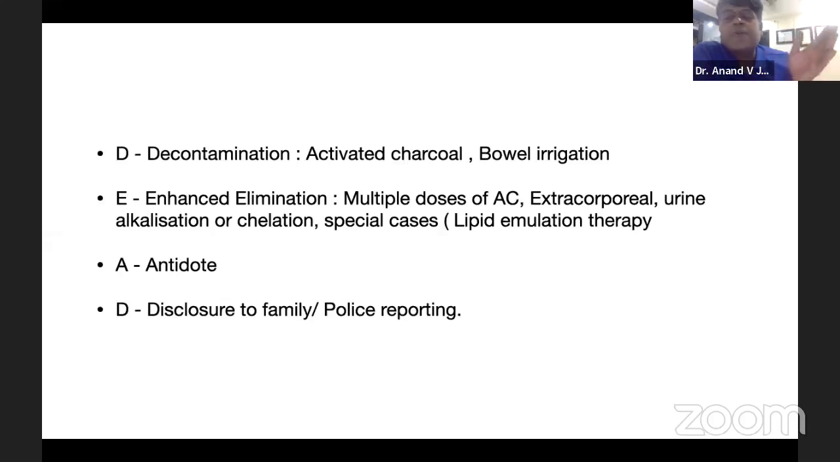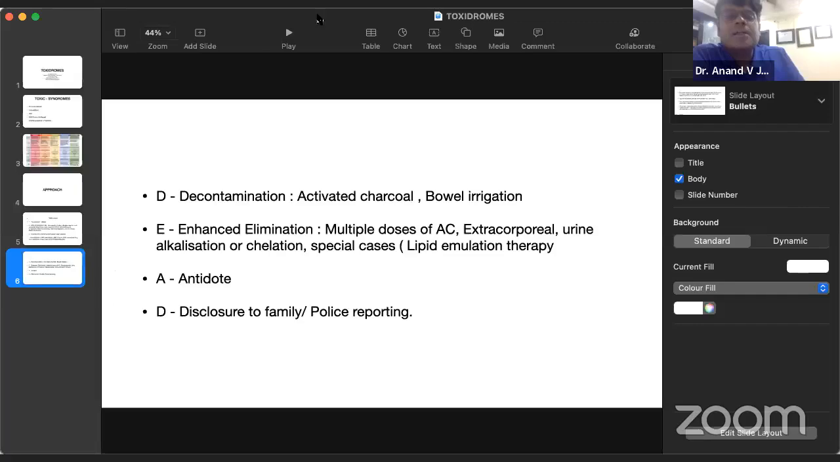This is a very popular approach down under, and majority of the people will have this kind of systematic approach. If you follow a systematic approach, I'm sure you will not miss any of your poisoning cases or any case where you don't know what the poisoning is. That's all from my side.